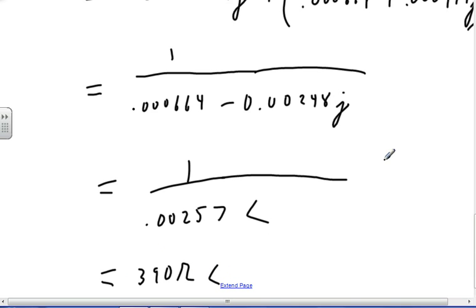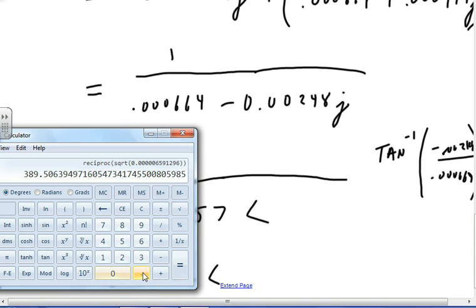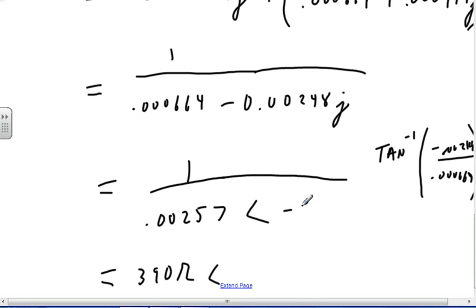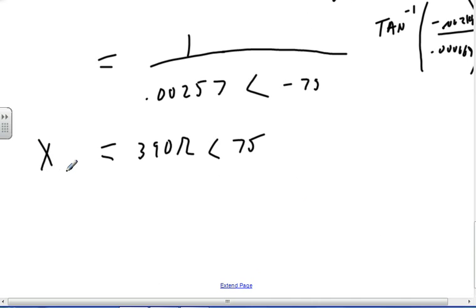So now we're working on the angle. So I need the arctangent of minus 0.00248 divided by 0.000664. That's what I'm looking for. 0.00248 plus or minus key divided by 0.000664 equals, inverse function tangent, minus 75 degrees, making this 75 degrees. Okay, so that's the impedance of the parallel path.